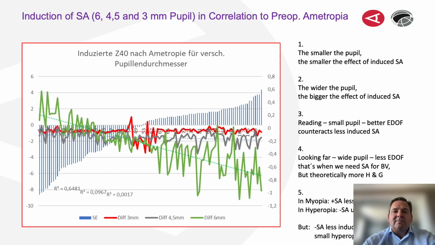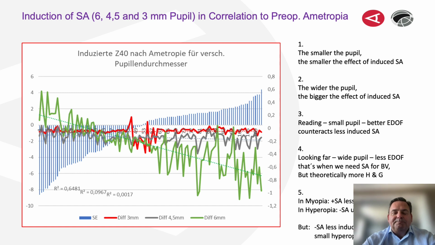When we read with a small pupil, we have a better EDOF effect only by the pupil, which counteracts the less induced spherical aberrations as shown here. When looking far with a wide pupil, we have less EDOF effect. That's when we need spherical aberrations for blended vision, but theoretically we might get more halo and glare.